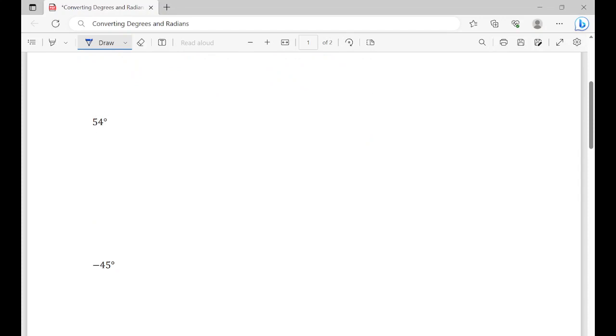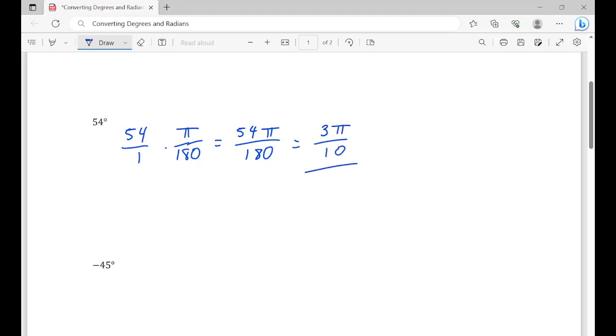Next we have 54 degrees. So again, we can do 54 over 1 times pi over 180. And so just multiply across, we're going to get 54 pi over 180. And then simplify this down, it's going to simplify down to 3 pi over 10. Done.